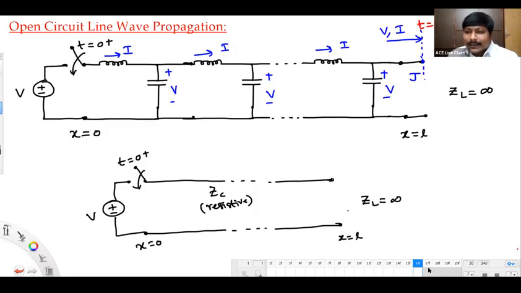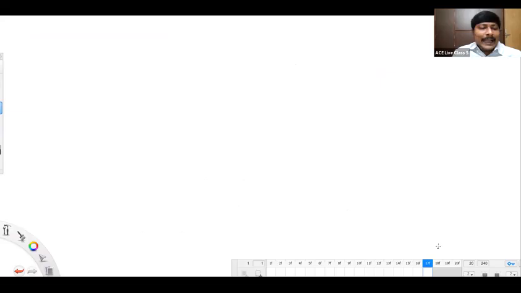So I can write at time t equals capital T, or sometimes you say capital T plus also. In power system analysis, particularly in the transient study we are discussing, there is no difference between the time capital T and capital T plus. Both are same.